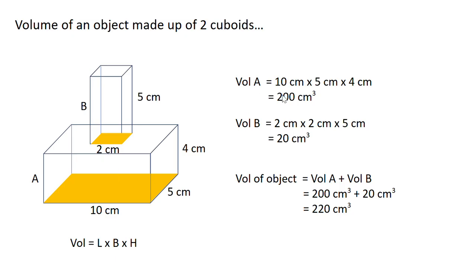So you find volume A, which is 10 centimeter by 5 centimeter by 4 centimeter. So 10 by 5 by 4 is 200 centimeter cube. Volume B is simply 2 centimeter by 2 centimeter by 5 centimeter. In this case, it's a square base. I forgot to put it, but it's a square base. So it's 2 by 2 by 5 is 20 centimeter cube. So the volume of this object is simply volume A plus volume B, which is 200 plus 20 is 220 centimeter cube.